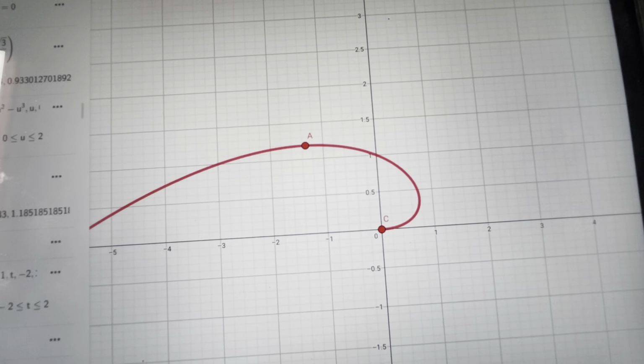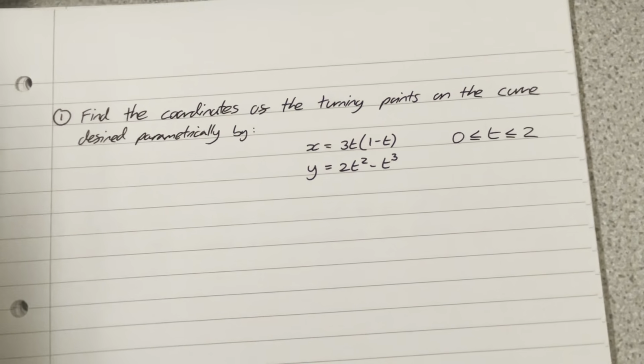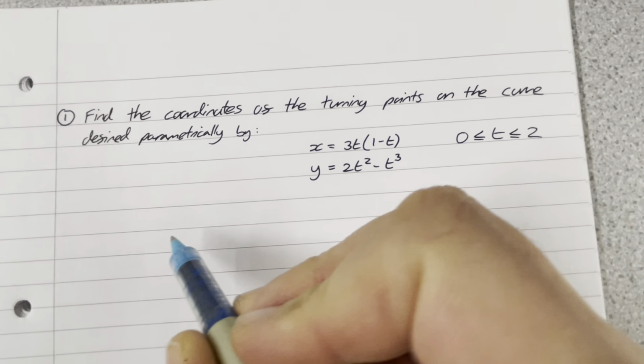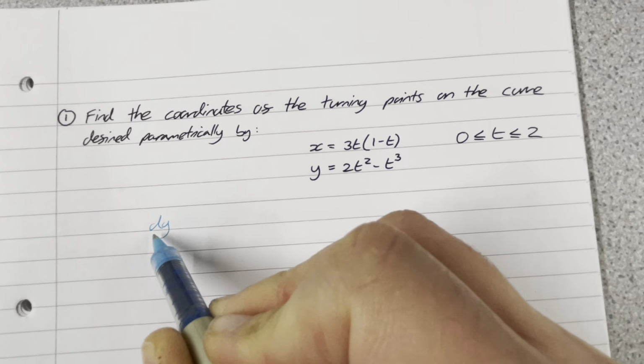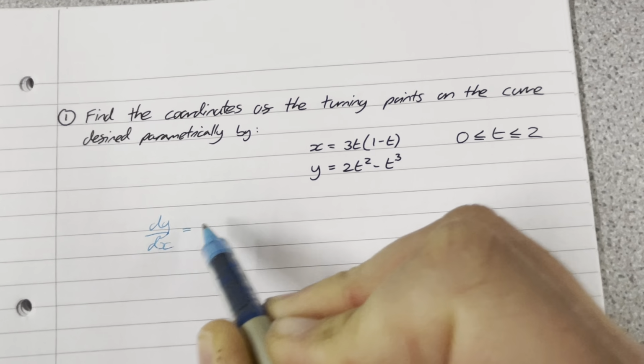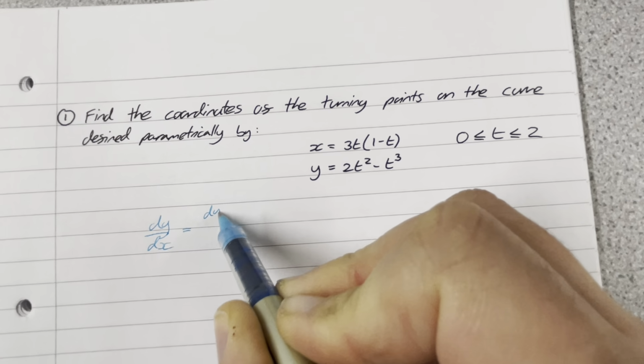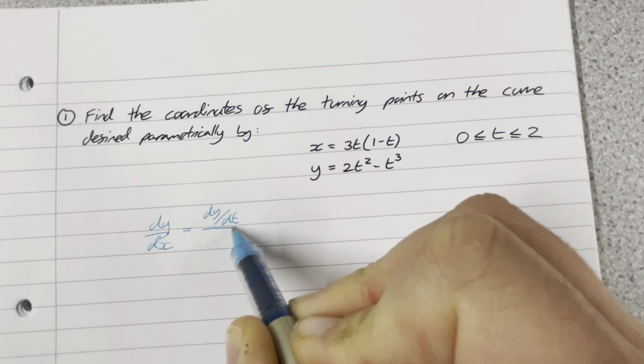So the turning point is defined in exactly the same way as it would be with normal differentiation. You're setting the value of dy by dx to equal 0. Okay, so let's have a look at this. dy by dx, that is going to equal dy by dt divided by dx by dt.